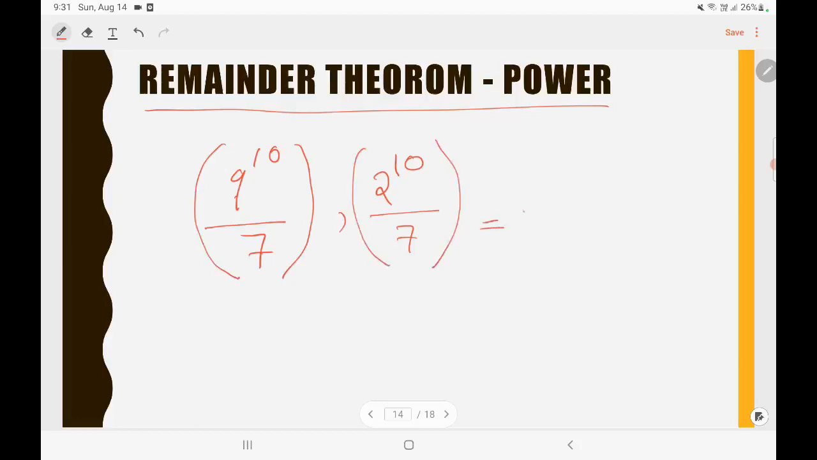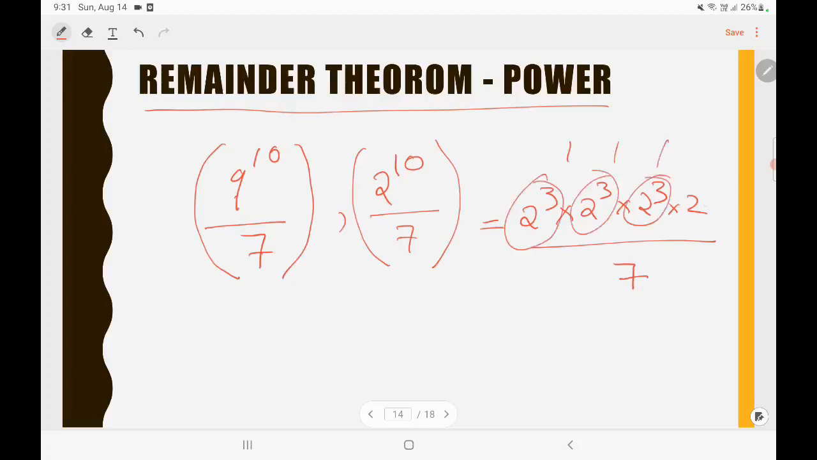So that is 2 cube into 2 cube into 2 cube into 2 divided by 7. Right, 2 cube is 8. 8 when divided by 7, you will get remainder 1. Here also you will get remainder 1. Here also 1. Here 2. So the answer is 1 into 1 into 1 into 2, which is equal to 2. So in this way you can find out the remainder.